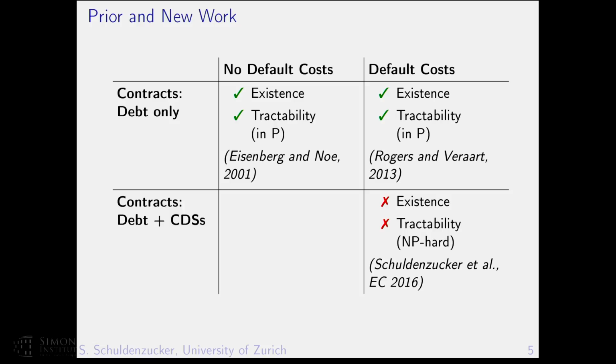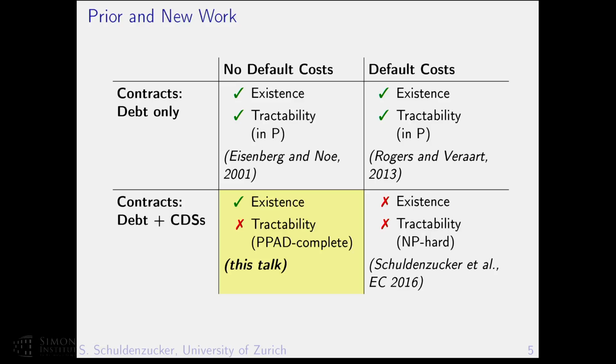Now what I want to talk about today is this last free square here. What happens if you don't have default costs, but you still have debt and CDSs? And I will show to you that in this case, clearing payments always exist, but they are PPAD-complete to find. And so this situation is similar to the problem of finding Nash equilibria, where we also know that the Nash equilibrium always exists. It's not unique. The set of Nash equilibria does not necessarily have a nice structure. This is also true here. And it's also PPAD-complete to find. And actually we will use techniques from this problem to prove this.